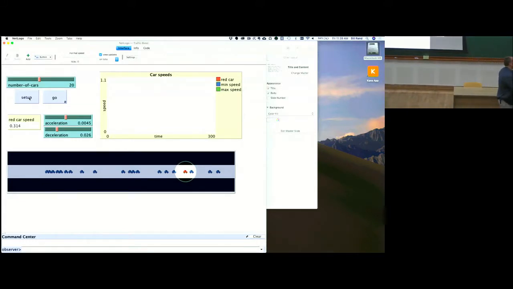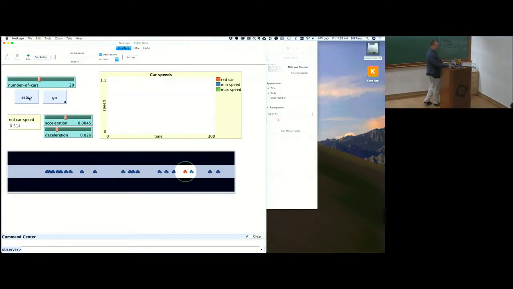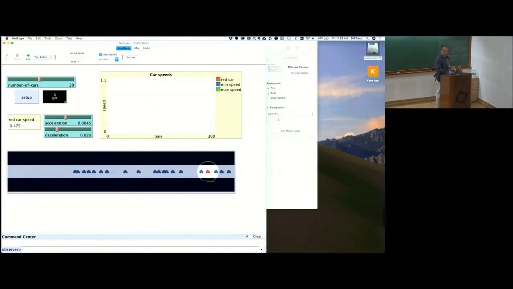And what you'll see is that traffic jams quickly form in this model, even if there's no obstructions. There's no police car pulling someone over, right? There's no log across the road. There's no wandering group of animals crossing the road, right? It still results in traffic jams.